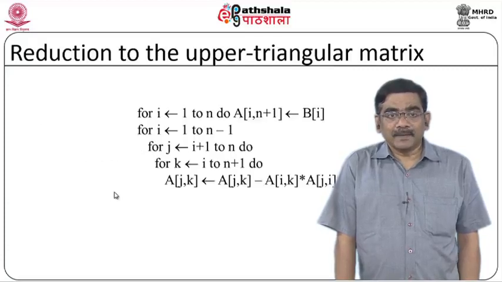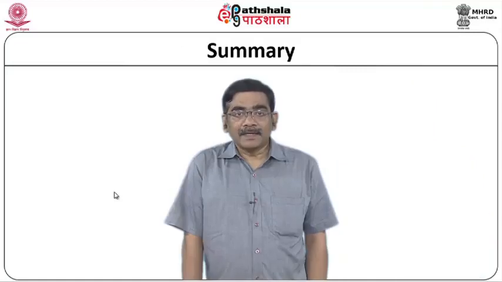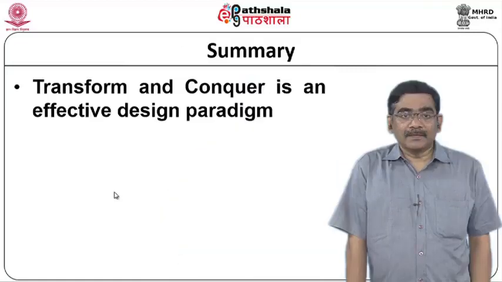So, this is the formal algorithm for getting the upper triangular matrix, and this is the formal algorithm for the backward substitution. The complexity analysis of this algorithm is going to be theta of n cube. So, that means we can implement this algorithm for reasonably large sizes of equations.